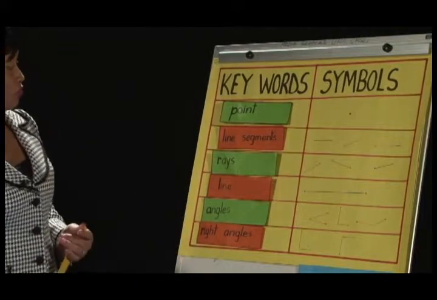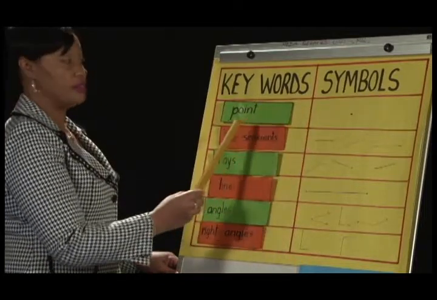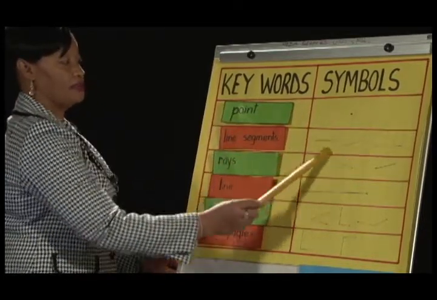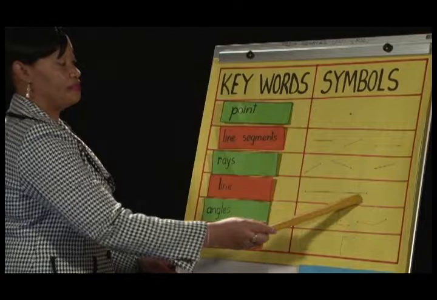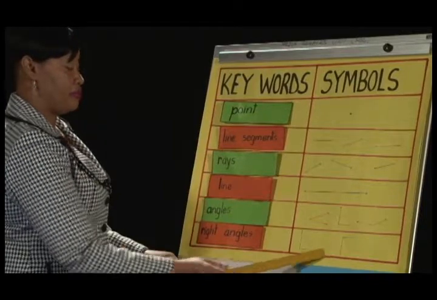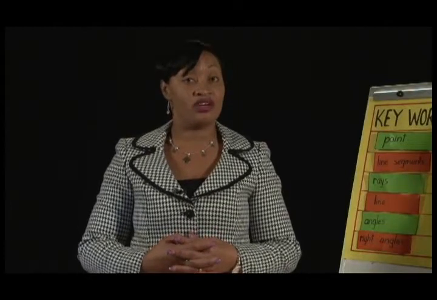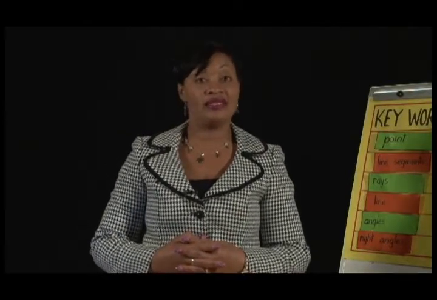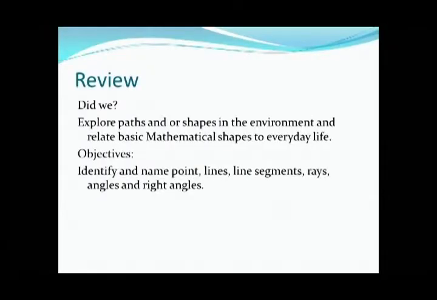Now, let's go through our chart. Look closely at the symbols. Let's call the names. Point, line segments, rays, line, angles, and right angles. I know, boys and girls, that you will remember these terms that we learned today. Let's see if we achieved our objective. Did we identify and name point, lines, line segment, rays, angles, and right angles?